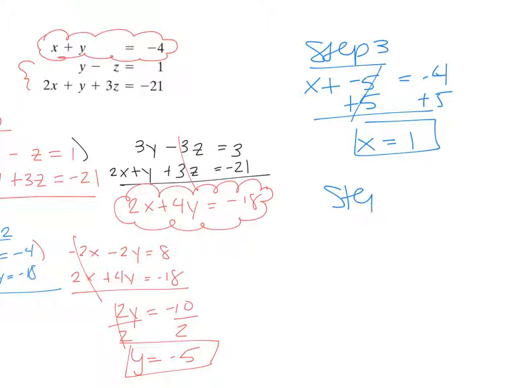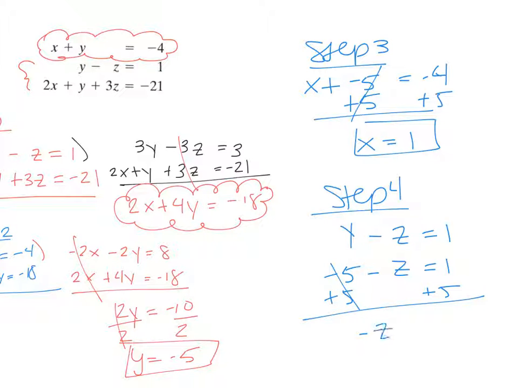And then in step 4, I want to pick the second equation, which is y minus z equals 1. I know y is -5. I'm going to add 5 over. I get -z equals 6, divide by -1, and z is equal to -6.